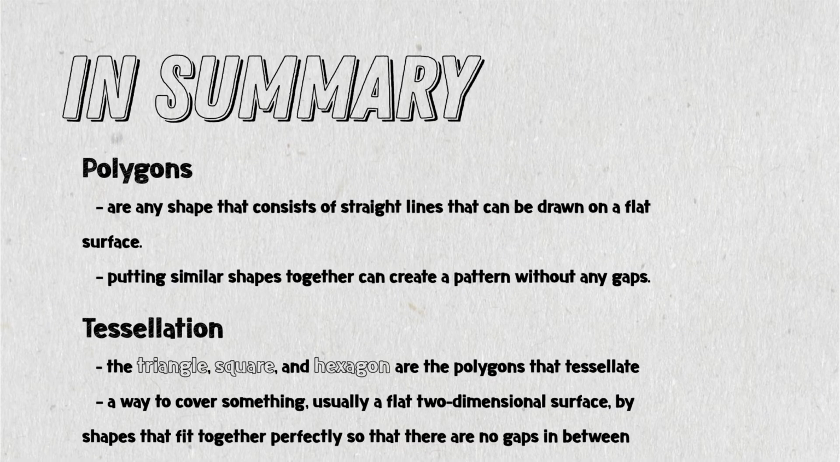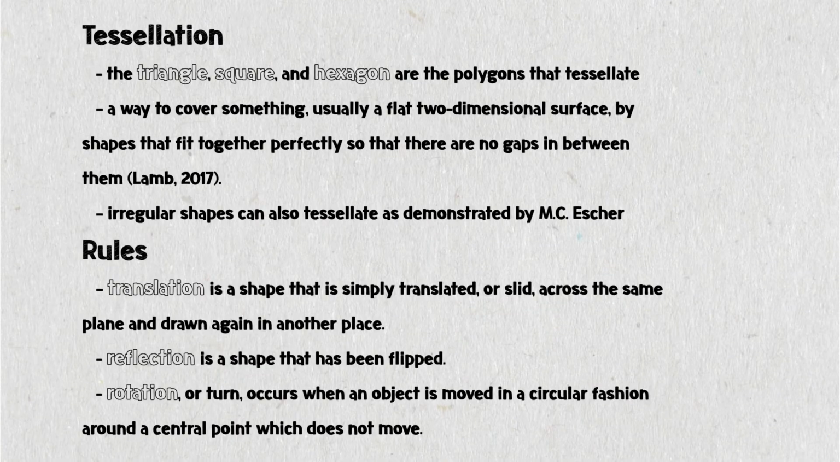In summary, polygons are shapes that consist of straight lines that can be drawn on a flat surface. Putting similar polygons adjacent to each other will result in a pattern which is called a tessellation. The three polygons that perfectly tessellate are the triangle, square, and hexagon. Tessellations, as properly defined, is a way to cover a flat, two-dimensional plane by shapes that fit together perfectly. It is possible for irregular shapes to tessellate as demonstrated by the artworks of Moritz C.